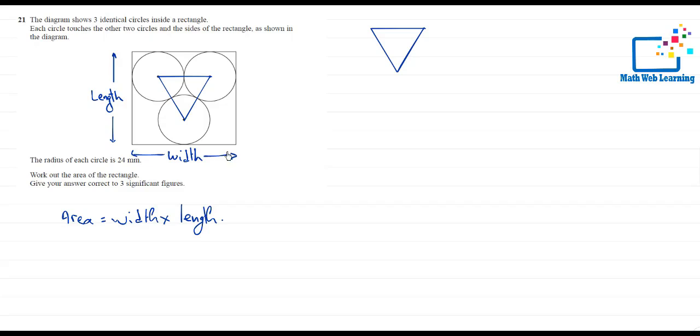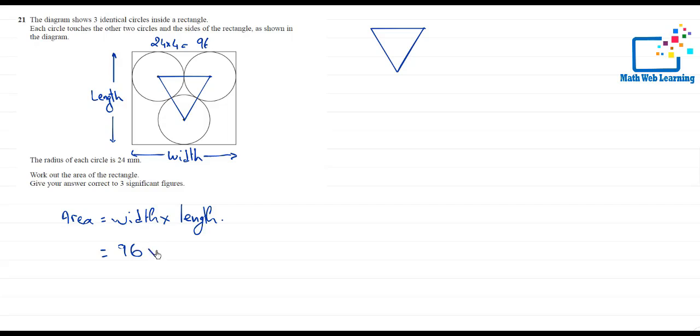Now the width for this rectangle is going to be the width of all the radii added together. So that is the first radius, radius number 2, radius number 3, radius number 4, if you know what I mean. 1, 2, 3, 4. So basically it is 24 times 4, which gives you 96.